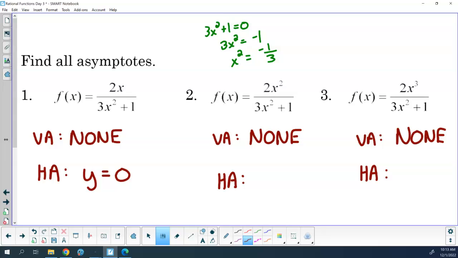Middle one, degree of the top, 2, degree of the bottom, 2. So then they're the same, right? So we look at the lead coefficients. Lead coefficient of the top, 2, lead coefficient of the bottom, 3, so it's y equals 2/3. Degree of the top in the third one, 3, degree of the bottom, 2, none. That was a none because the top is bigger. Questions on that?